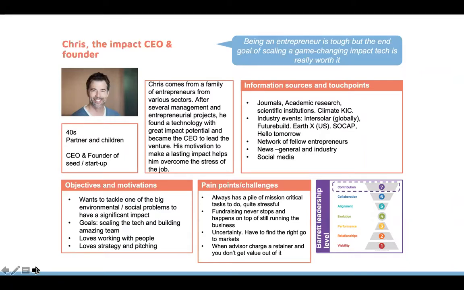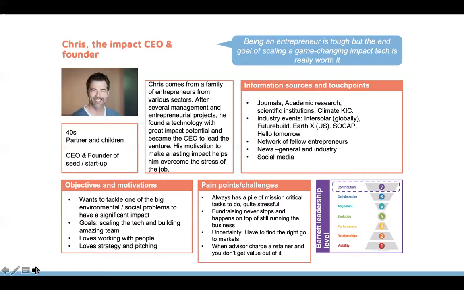It's quite interesting. So it's really interesting to map the profiles on this leadership level. And yeah, Chris is definitely at the top, doing his best to contribute. And the same goes for the other profiles that we have put together.